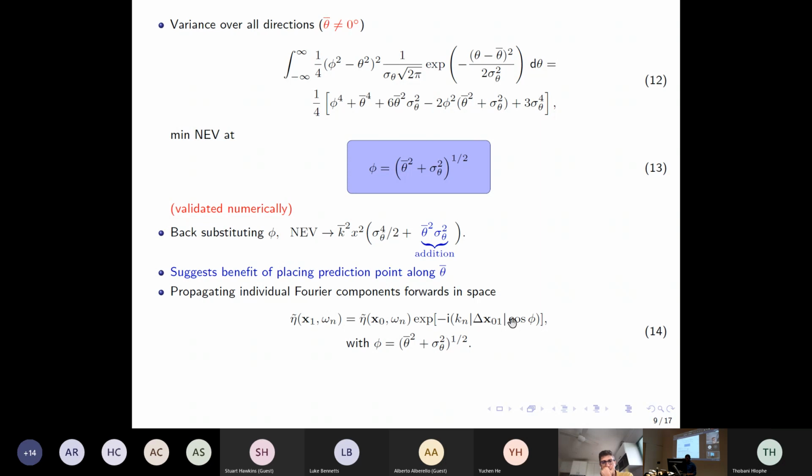So we are using the Fourier transform. The propagation now looks like this. We take the Fourier transform of the time history that we have measured at the point x0, and then we propagate based on this. This is the transfer function which relates the amplitude at the measurement point and the prediction point using the phi that we have derived.